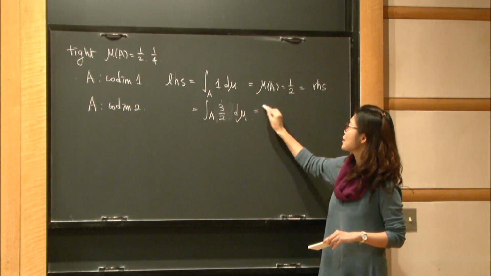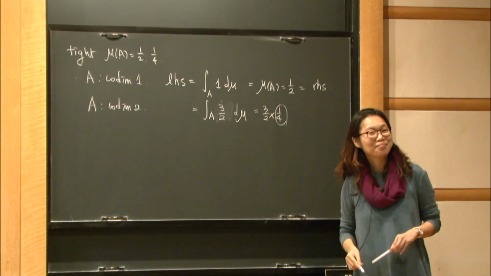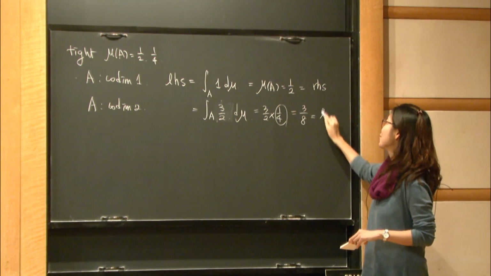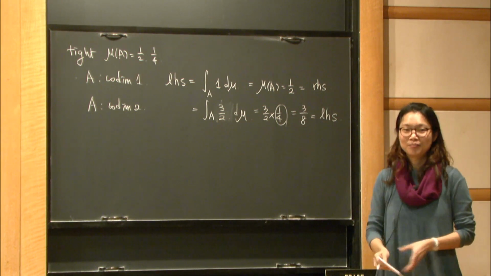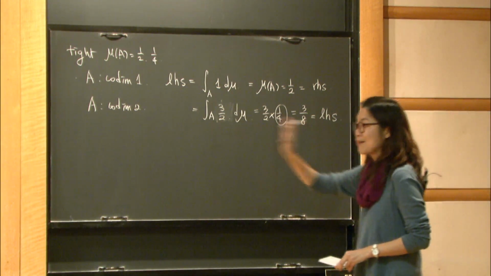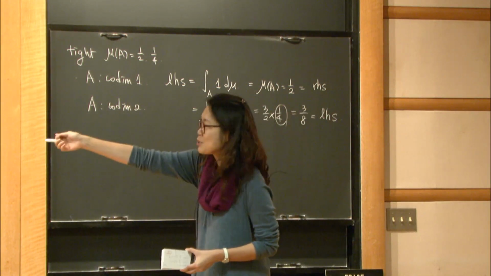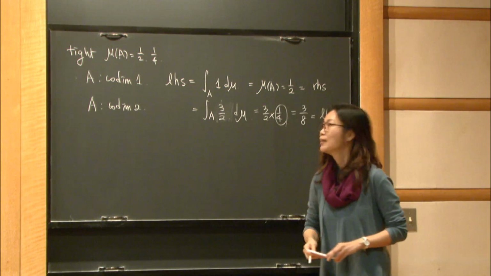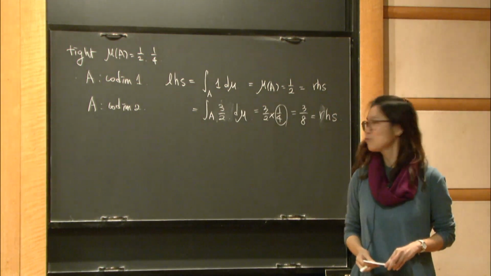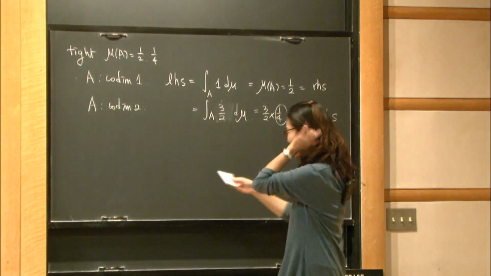So what we have is 3 over 2 times 1 over 4. This is the measure of A. And we have 3 over 8, which is equal to the left-hand side. So our effort was to make that inequality tight, and that's why we had to use some strange beta over there. Right-hand side equal to right-hand side.